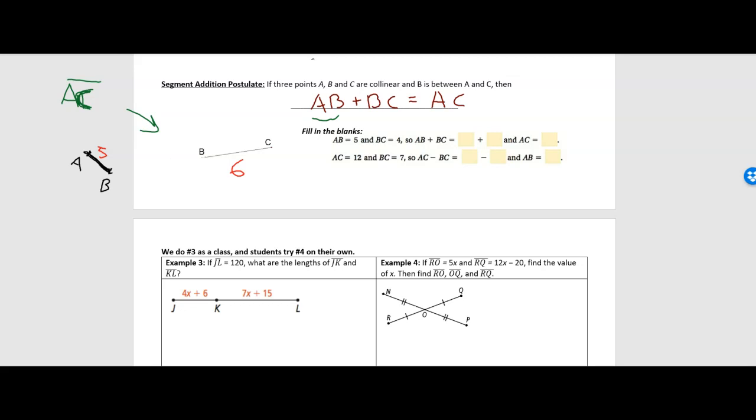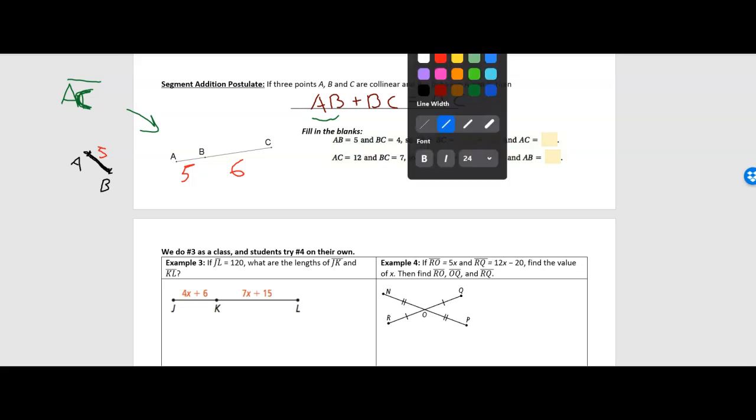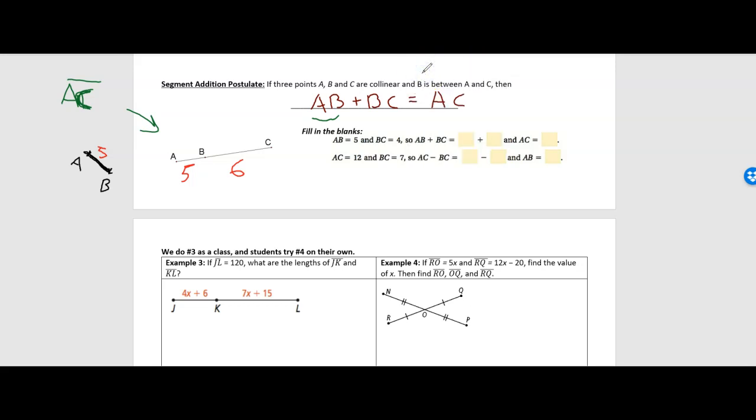So the way I have it right now, the sum of these segments is 11. Or if I brought them back together, right, if I brought them back together, the total length of the segment is still going to be 11. That's all the segment addition postulate says. It says you can add pieces of the segment to equal the entire segment. Okay, we're going to fill in these blanks, and then we'll call it quits for today, or for this video.